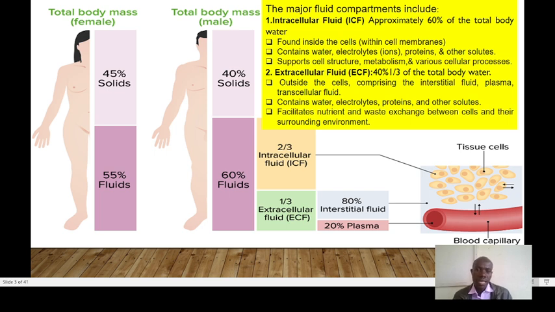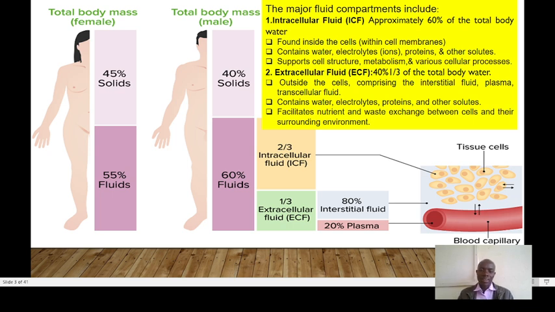The other third, about 40%, is the one that will be found in the extracellular fluid, and this is outside the cell. Outside the cell, it could mean the interstitial fluid, the plasma, or the transcellular fluid. Extracellular fluid will contain water, electrolytes, proteins, and other solutes, almost the same as the intracellular space. And extracellular space facilitates nutrient and waste exchange between cells and their surrounding environment.